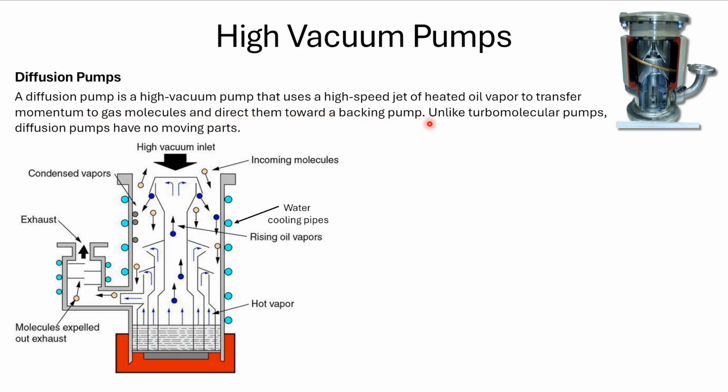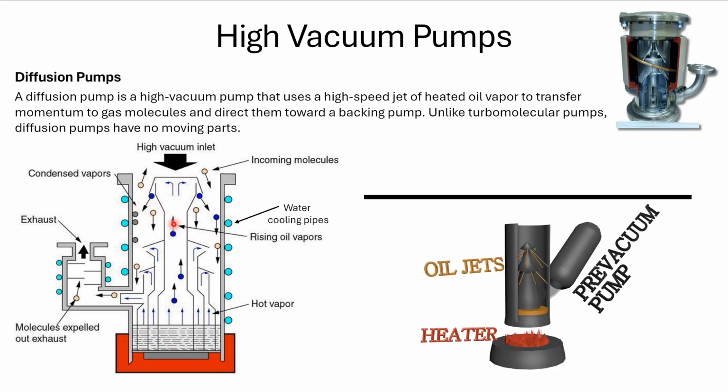Unlike turbomolecular pumps, diffusion pumps have no moving parts. And there is oil here, and this oil is heated. There's a heater. And there are also water cooling pipes. The oil inside the pump always moves. It interacts with the molecules and exhausts them from here.